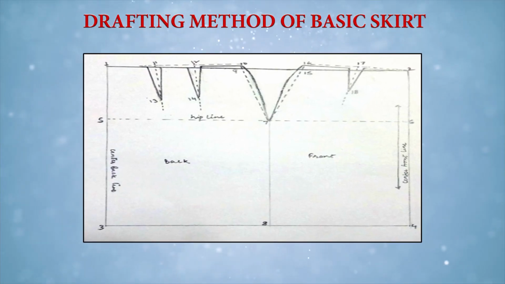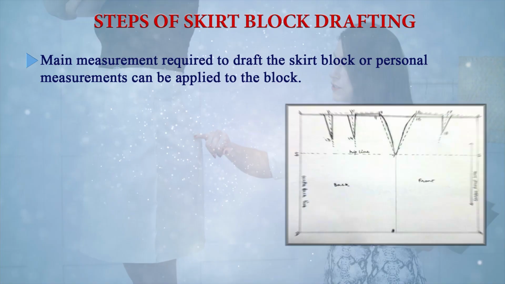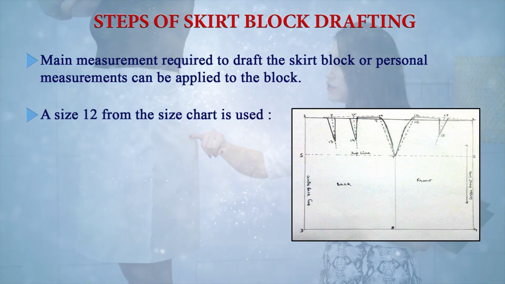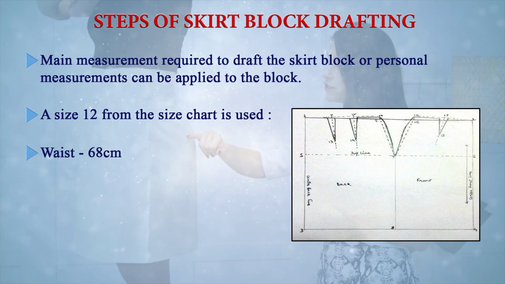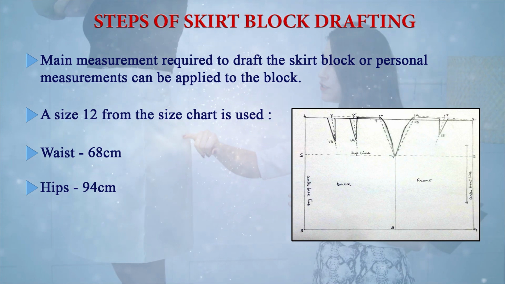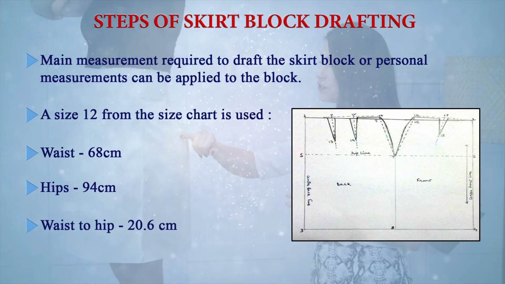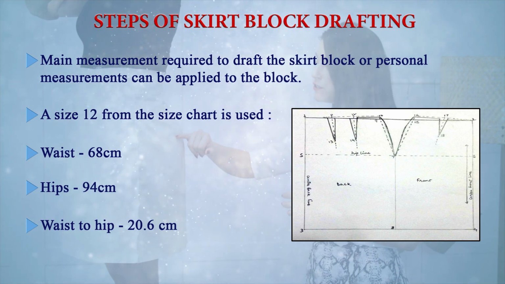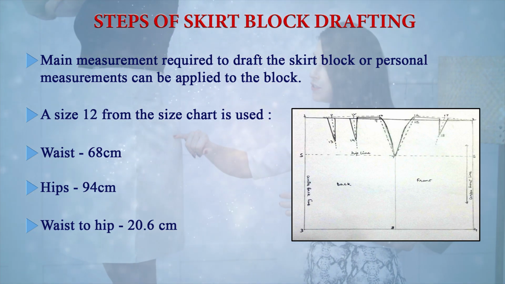Then comes the basic drafting method of the basic skirt block. For the skirt block we also have standard measurements we can use. We can use a standard size for size 12. We have the waist measurement of 68 centimeter, hip 94 centimeter, and waist to hip. So this is how we use the steps one by one and create the basic skirt pattern.